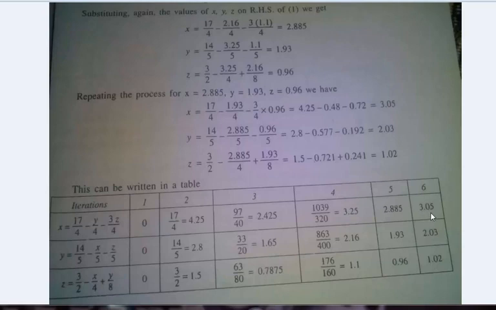Means 3.05 can be approximated to 3, 2.03 can be approximated to 2, and 1.02 can be approximated to 1. So these are our values. So we would stop at that.